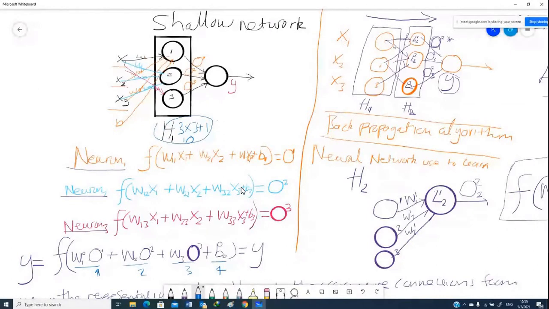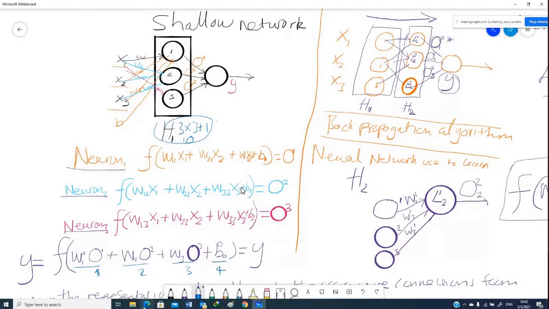So the output from neuron one becomes input to neuron one in layer two. The output of neuron one becomes input for neurons one, two, and three in layer number two. Same applies to the output of neuron two. So the output from the previous layer becomes input into the next layer as you're propagating the information forward. So at every layer, you are increasing its ability to learn.